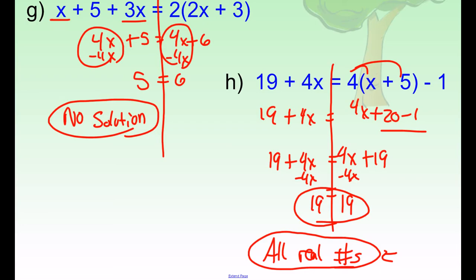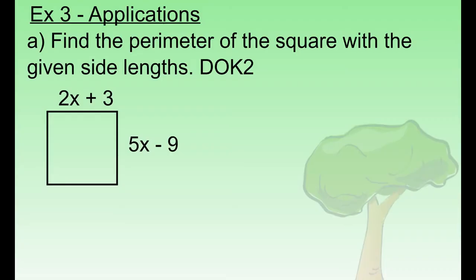So let's get some applications. So example 3 says find the perimeter of the square with a given side length. So it wants us to find the perimeter. So you think back, okay, perimeter of a square. Well, you'd add the 4 sides together.